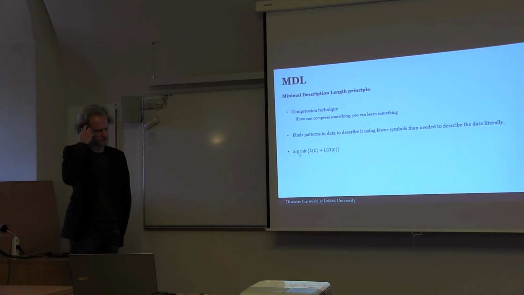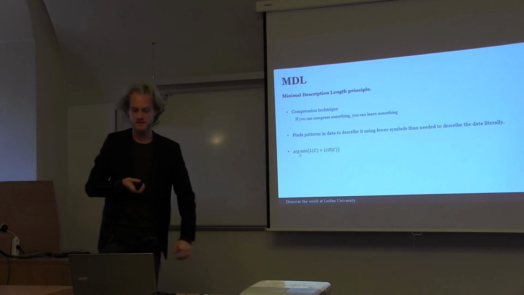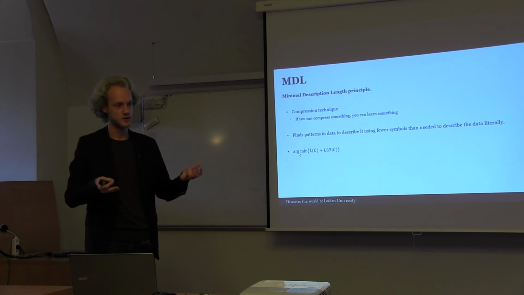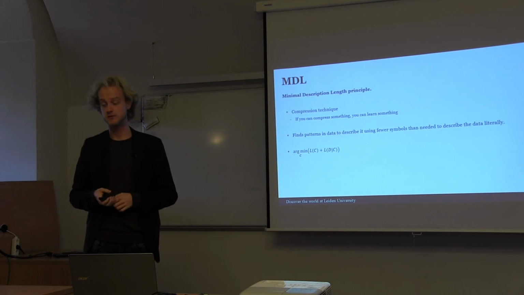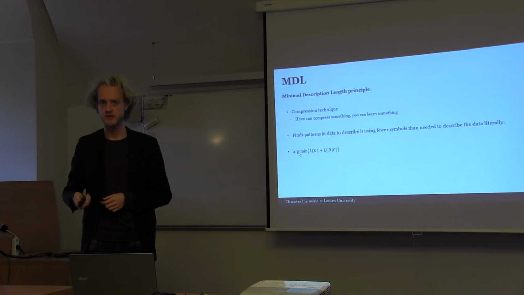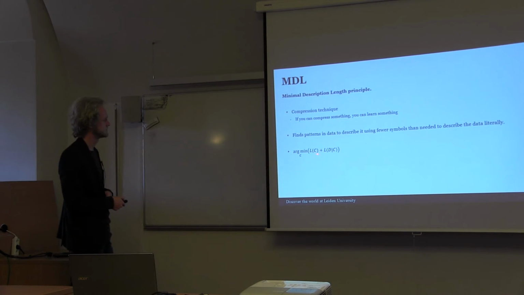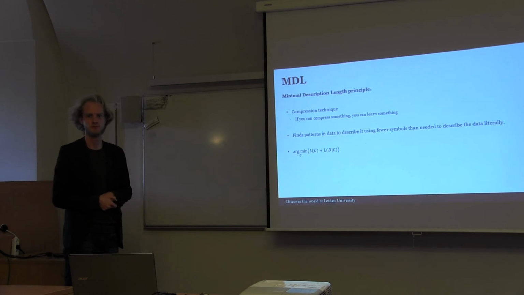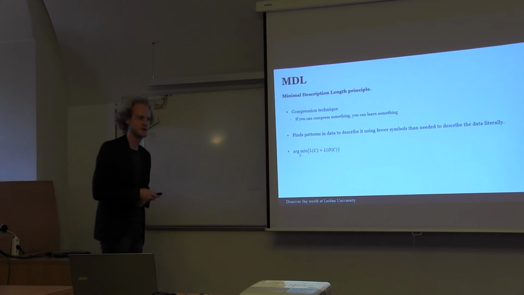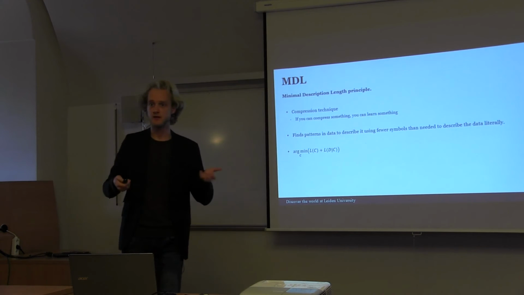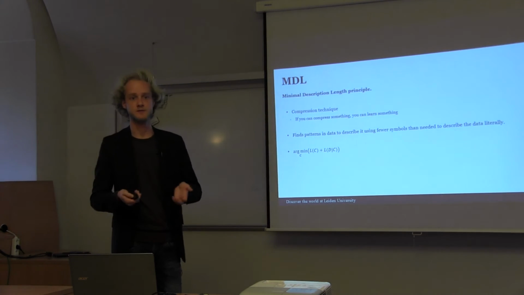So the minimal description length principle is actually a compression technique. And we say if you can compress something, you can learn something. What it does is find patterns in the data to describe it using fewer symbols than needed to describe the data literally. So what it tries to do is find a code table such that the size of the code table plus the size of the data given the code table is as small as possible. We want to compress it as best as possible, yeah? And what you then get is a code table with patterns that are characteristic of your data.